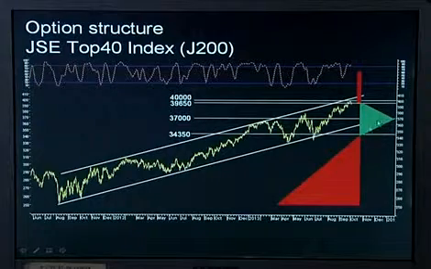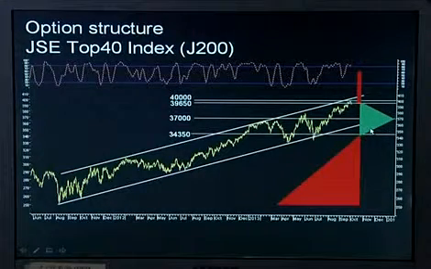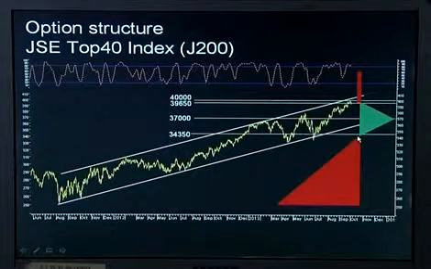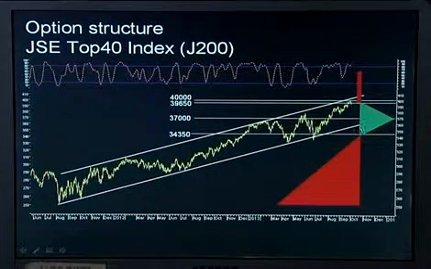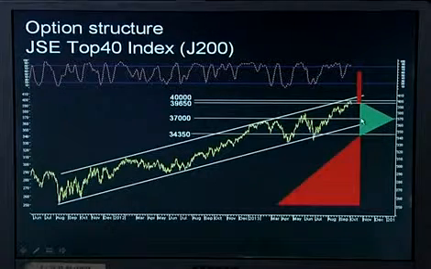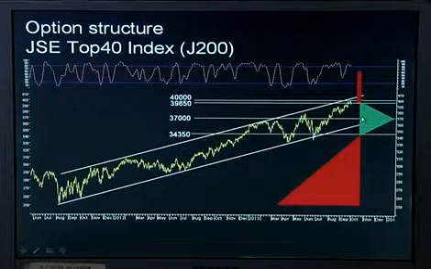And then those profits gradually start to become eroded if the market should fall back further, and then we move into the danger zone below 34,350. Now, as you can see, the bottom of this channel ties in quite nicely with our sweet spot on that option structure.